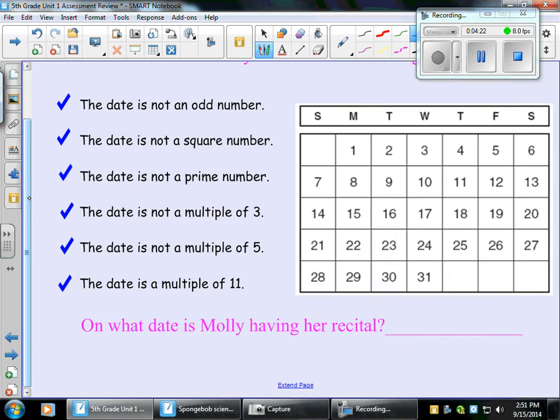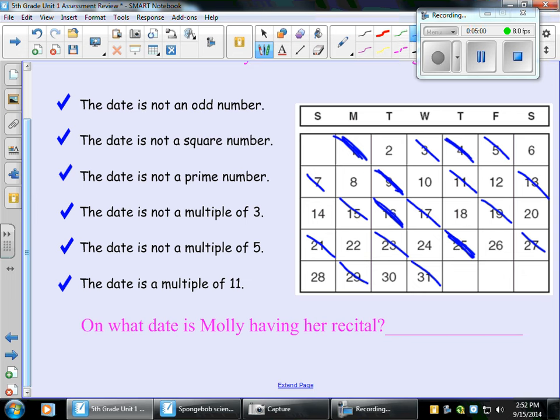I like this one. The date is not an odd number. So if it's not an odd number, it must be even. So let's cross out all the odd numbers. Next one. The date is not a square number. So let's cross out all the square numbers. Well, we know 1 times 1 is 1. 2 times 2 is 4. 3 times 3 is 9. 4 times 4 is 16. 5 times 5 is 25. 6 times 6 is 36.